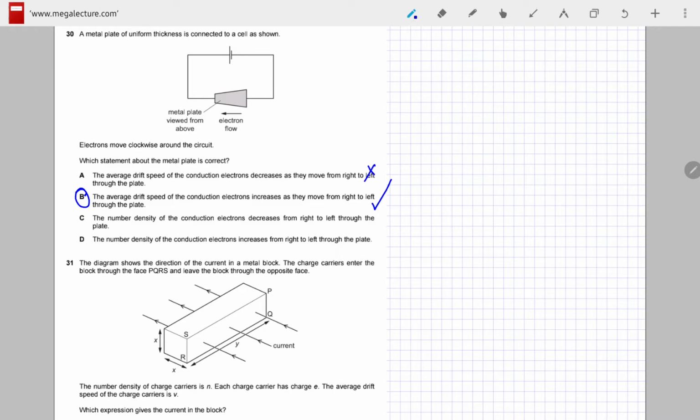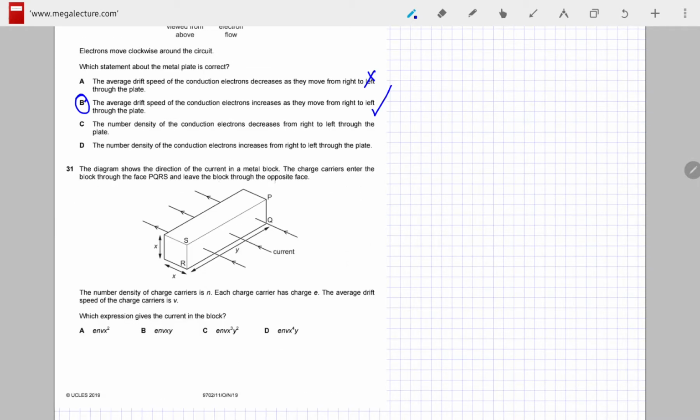31. The diagram shows the direction of the current in a metal block. The charge carriers enter the block through the face PQRS, as we can see, and they leave the block through the opposite face, right? The number density of the charge carriers is n, and each charge carrier has some charge, which is e. The average drift speed of the charge carriers is v. Which expression gives the current in the block? So you know the expression for current in terms of drift velocity is I equals nevA.